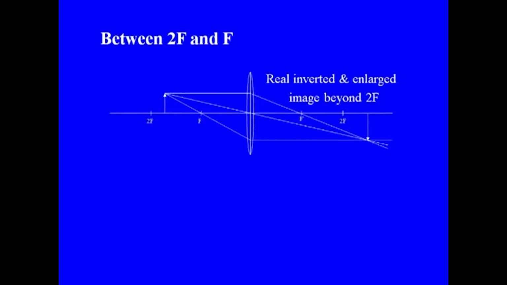So, as you are bringing the object closer, the image is being formed at the farthest point on the other side of the lens. So, in the case where you have put the object between f and 2f, the image is being formed farther than 2 focal lengths and it is inverted, real and enlarged, a magnified image as we can say.